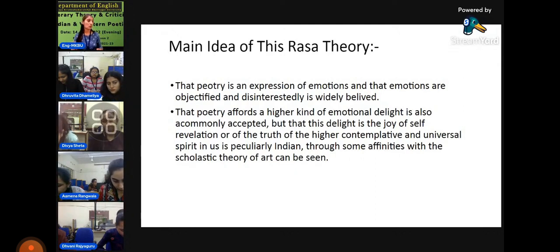Delight is also accepted, but it is the delight or joy of self-revelation or truth, of the higher contemplative and universal spirit. It is particularly Indian, though some affinity with the Western theory of art can be seen.